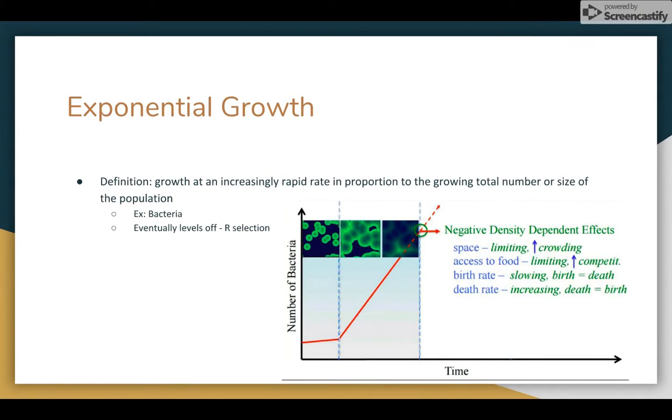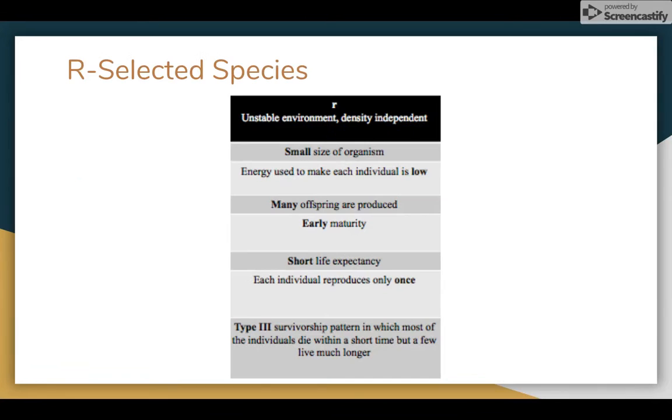The first type of population growth is exponential growth, in which a population grows at an increasingly rapid rate in proportion to the growing total number or size of the population. Bacteria experience exponential growth, and as you can see from the graph, initially there is a lag phase in which there is very little growth. However, the population will begin to divide very rapidly until it levels off and eventually begins to decrease due to negative density effects. This means that the population will be too high, causing overcrowding and limiting resources.